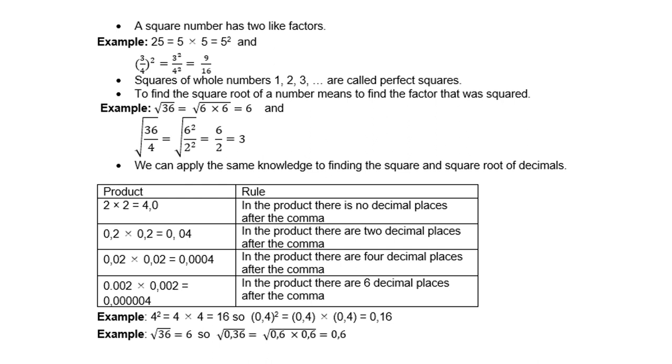For instance, 2 times 2 is 4. The rule is, in the product there are no decimal places after the comma. However, 0,2 times 0,2 is 0,04. In the product, there are two decimal places after the comma. Take note, 0,02 times 0,02 is 0,0004. So in the product, there are four decimal places after the comma.